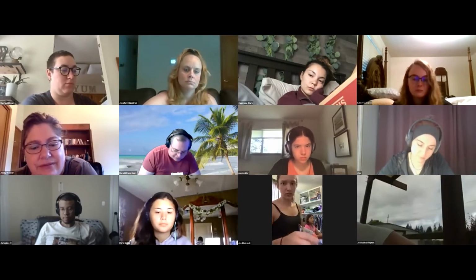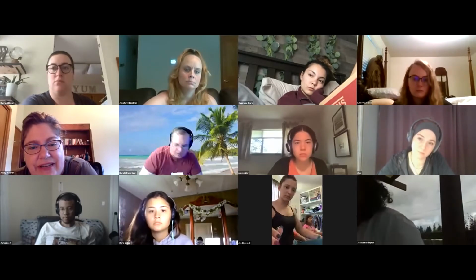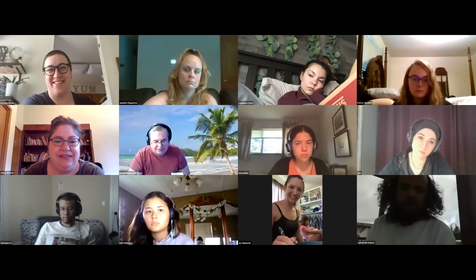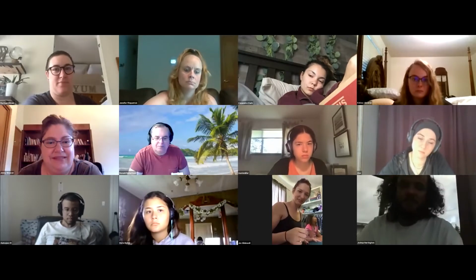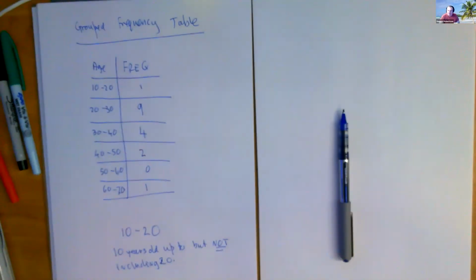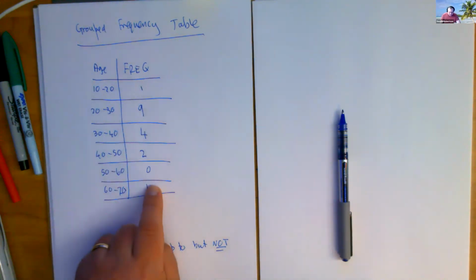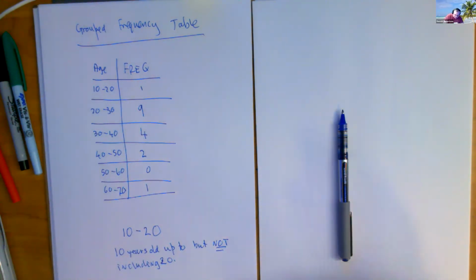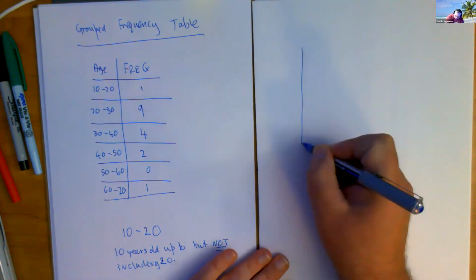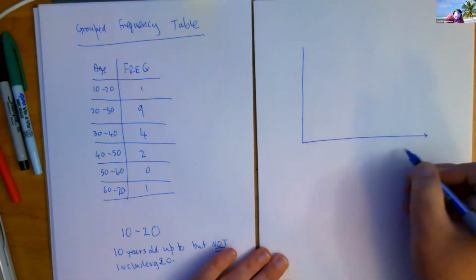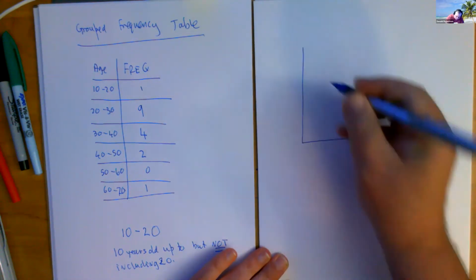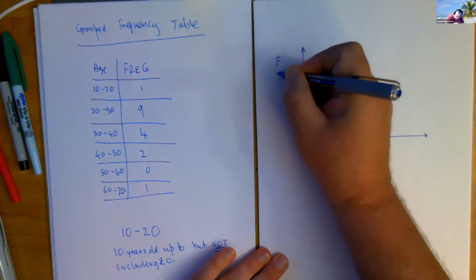Now, what does the histogram for this fella look like? We're not seeing your screen again. I am not good at remembering that. There we go. So here's our data. So what we're going to look at now is what does the histogram look like? Well, along the bottom, as always, you're going to do age. As always, you're going to do frequency.